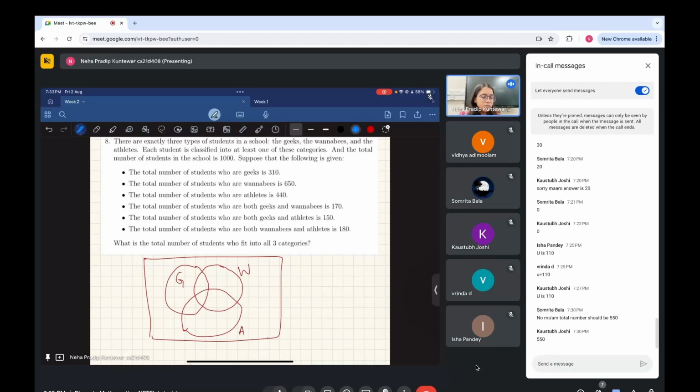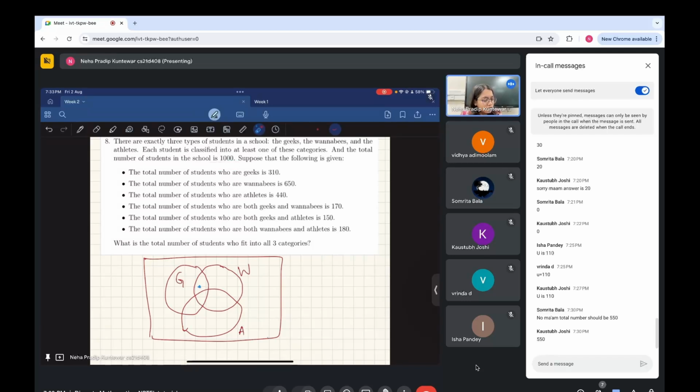for how many students are geeks, how many are wannabes, and you know the data for all the intersections. So it's possible that a student is a geek and a wannabe, or it's possible to have all kinds of combinations, but it cannot be that a student is classified as neither a geek nor a wannabe nor an athlete. So that is an additional constraint that you have.